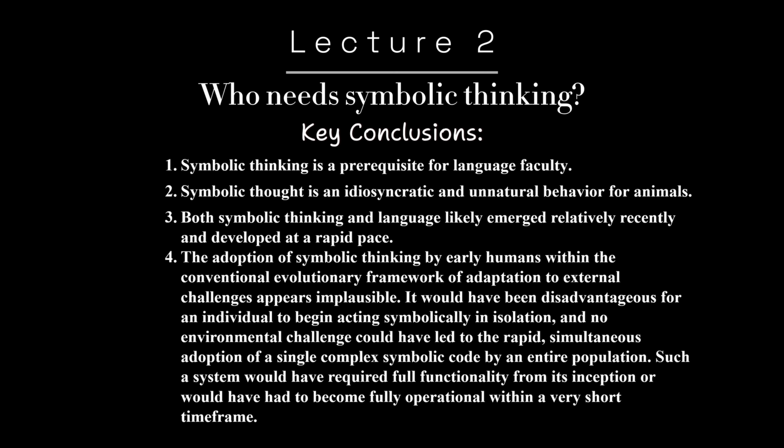4. The adoption of symbolic thinking by early humans within the conventional evolutionary framework of adaptation to external challenges appears implausible. It would have been disadvantageous for an individual to begin acting symbolically in isolation, and no environmental challenge could have led to the rapid, simultaneous adoption of a single complex symbolic code by an entire population. Such a system would have required full functionality from its inception or would have had to become fully operational within a very short time frame.